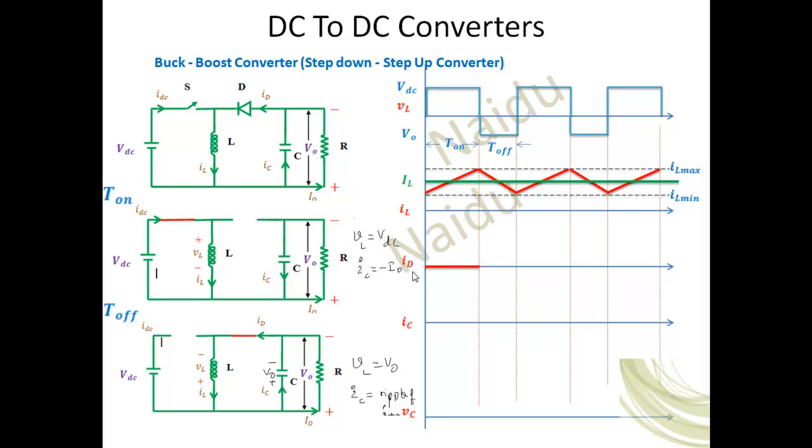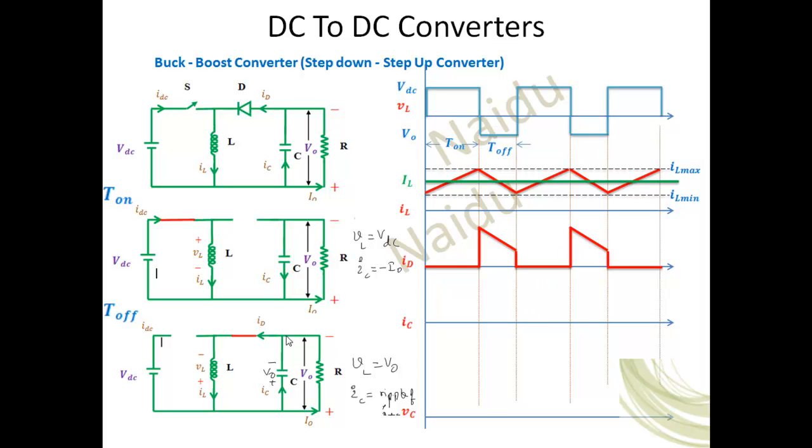Now diode current, diode is actually open circuited during T on, that's why current is 0, and when T off is there, that means during that time the inductor current, same inductor current from here to this one will appear exactly similar. Okay, and same thing will continue.